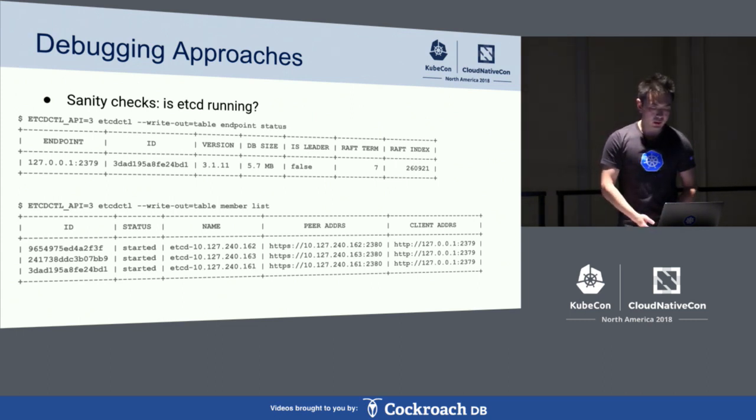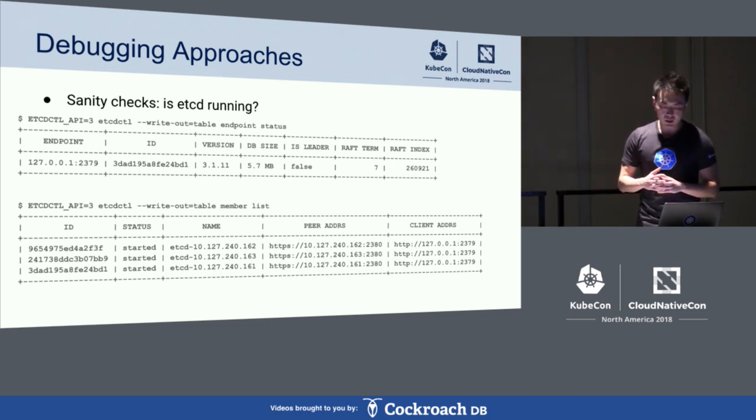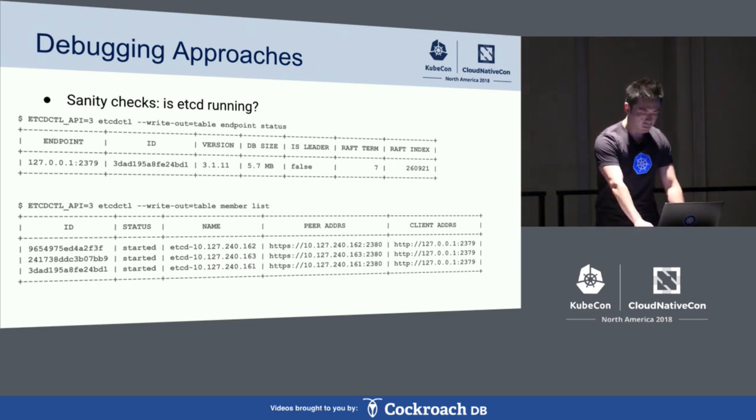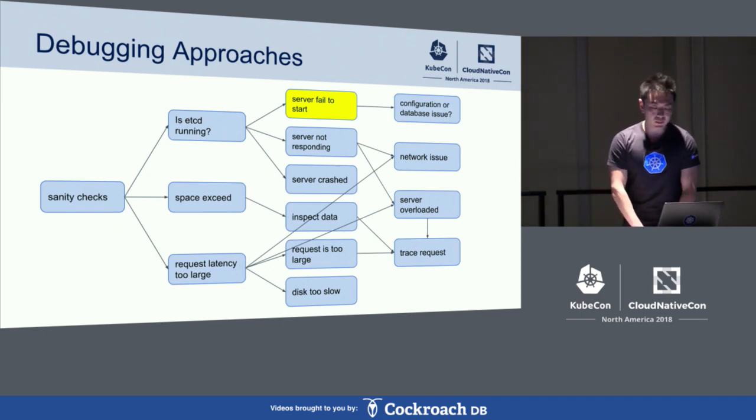Another check you can do is etcdctl member list. It sort of gives you the view from each etcd node in the cluster. So for example, when you have bad connections between your etcd nodes, you suspect that there might be a network partition. You can use this to check each one's view of the cluster. So these are the possible outcomes after you run those checks.